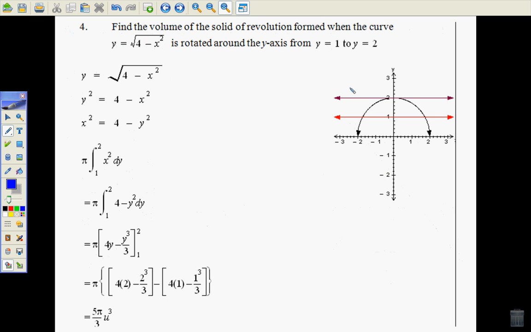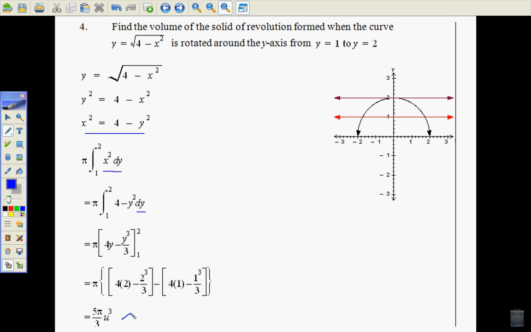And this time we're going a semicircle between 1 to 2, rotated around the y-axis. y equals square root of 4 minus x squared. So what we want is x squared by itself. So square both sides, and then add x squared on both sides, subtract y squared. x squared is equal to 4 minus y squared, so pi x squared dy becomes pi times 4 minus y squared dy. And our functions are in terms of y, and we're rotating around the y-axis, so we're integrating with respect to y. Add 1 to the power, divide by the power, and do our substitution.